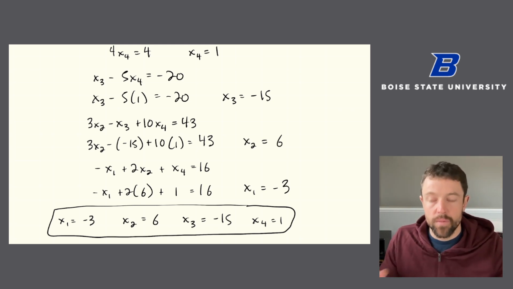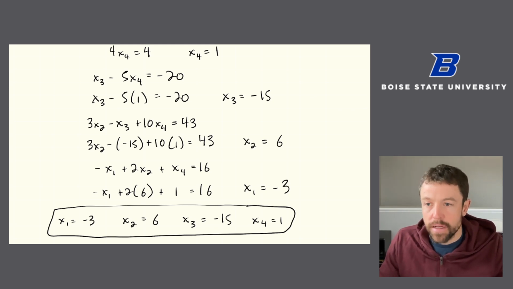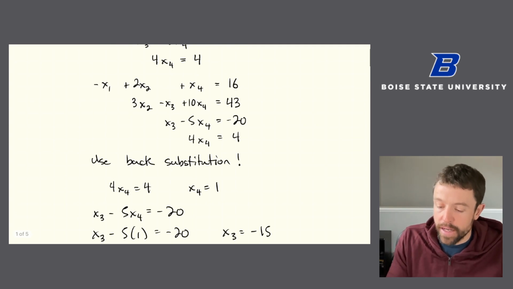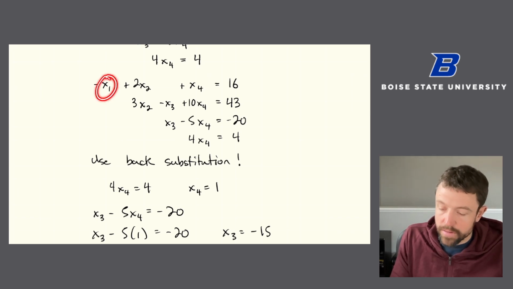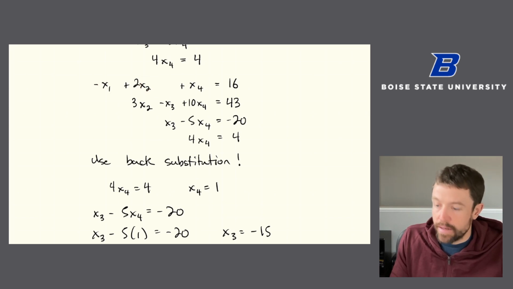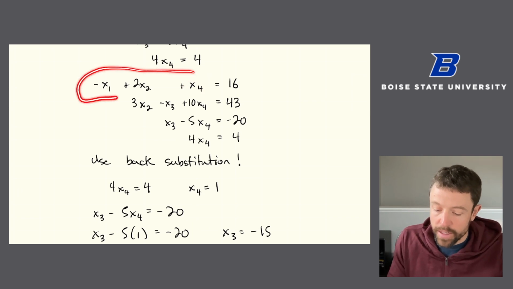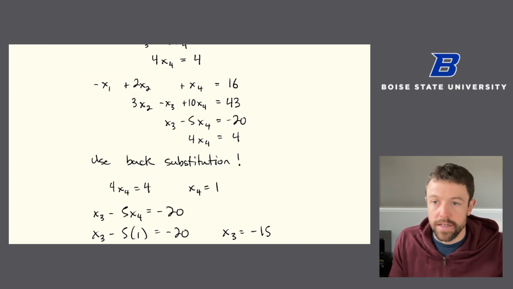And we should go back. I'm not going to actually do this, but I'm going to point out it's always worth checking your answers when you get a unique solution like this. If I plug in negative 3 for x1 and 6 for x2 and negative 15 for x3 and 1 for x4 into each of these equations, each equation will be true, right? When I plug it into the first equation, I'll get 16 on the left-hand side.